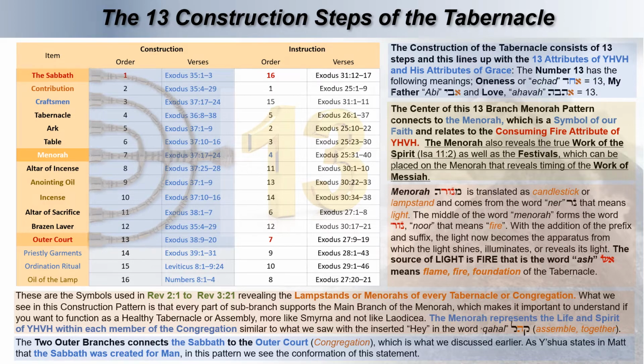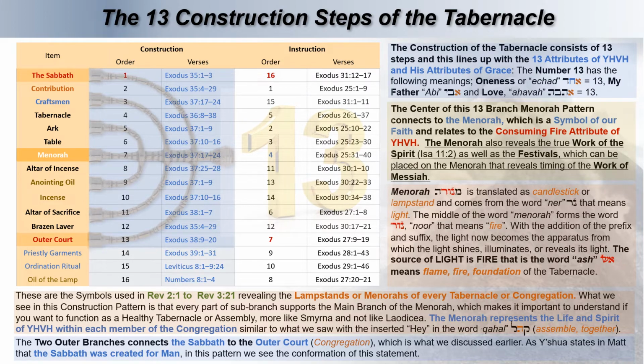So that's the symbol or the outcome of the menorah, to interact with the menorah by you providing the oil and Yahweh providing the fire, and together you see the hey, or the revelation, as we saw in the word kahal, that means to assemble. And now we assemble around the light that radiates from the center object, which is the menorah.